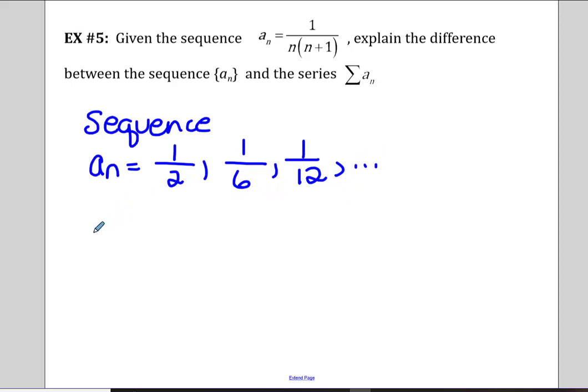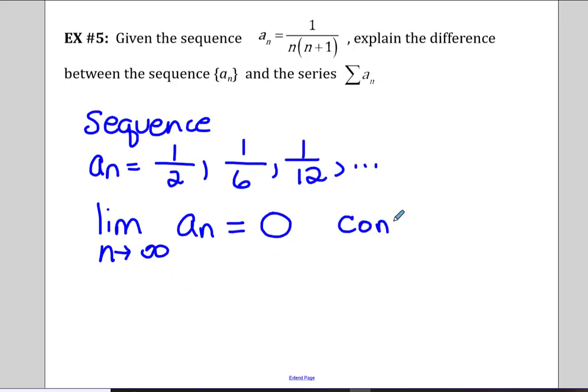So what happens? The sequence is going to converge if its terms approach a specific value as we progress through all of the values up to infinity. So do you see a pattern here? 1/2, 1/6, 1/12. In other words, each term is getting smaller and smaller, and if we took the limit at infinity of that a sub n term, we're going to see that the numbers are approaching 0, so the sequence is going to converge to 0.